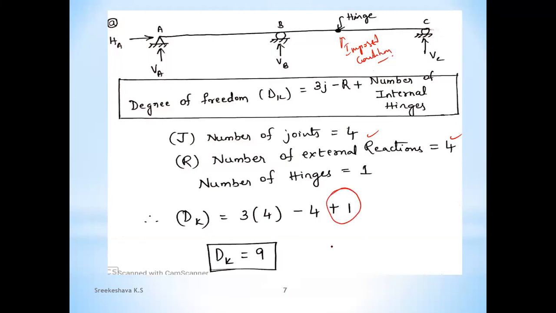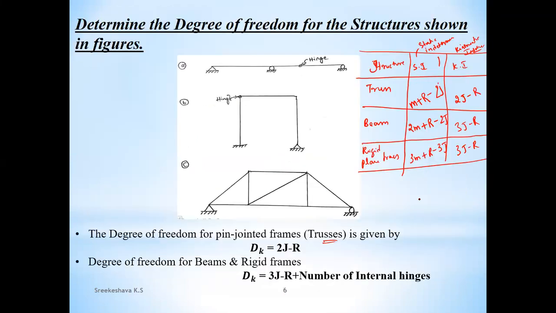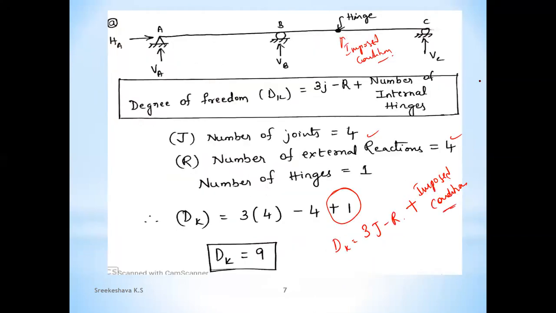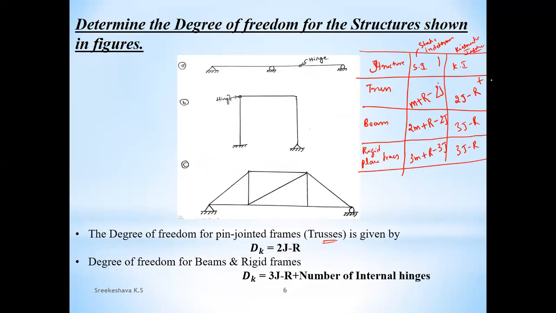If you are having any extra condition, what is the equation? Dk equals 3j minus r. If you are having any extra condition, you have to add the imposed condition. Imposed condition means internal hinges. Just add it. Here, in all the equations, if anything extra is given, it is plus imposed condition, plus imposed condition.